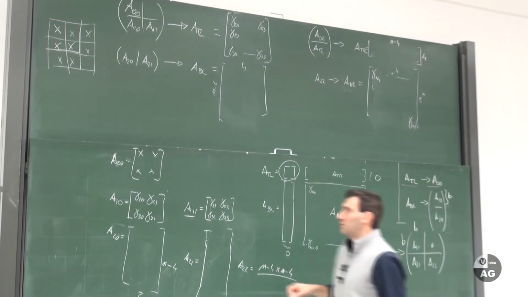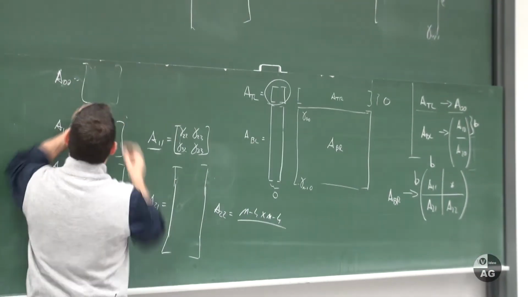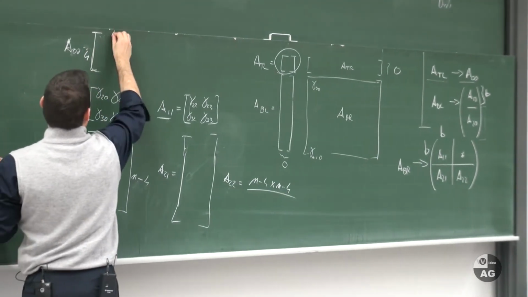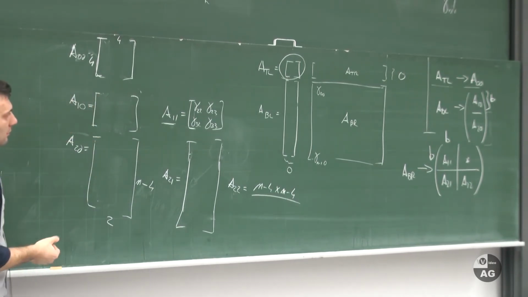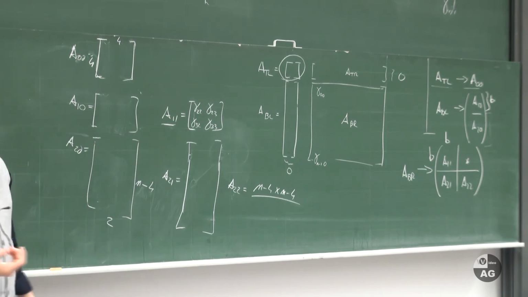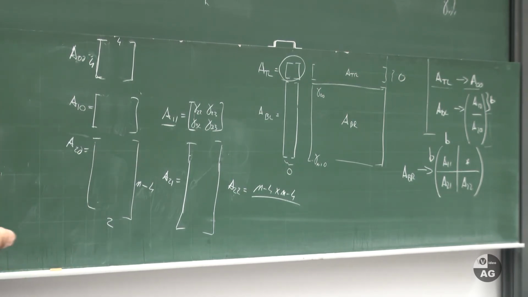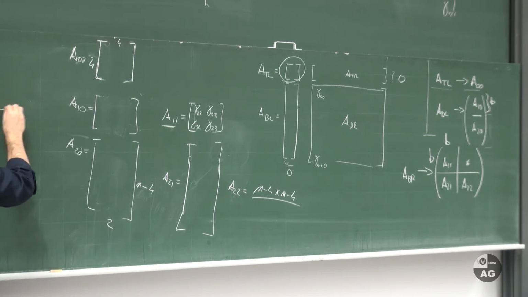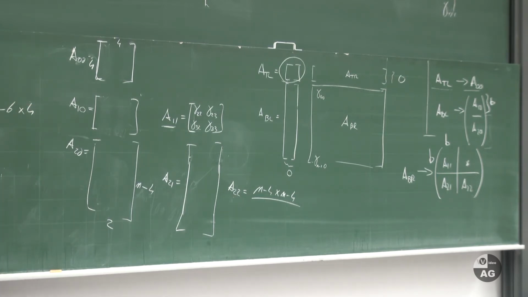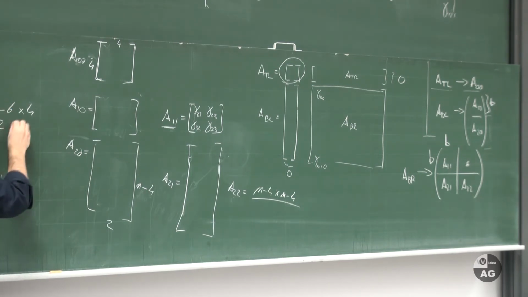A top left becomes A00. A00 will be 4 by 4. What is the size of A10 at this point? N minus 6, 4. I disagree. N minus 5? No? We have 2 by 4.